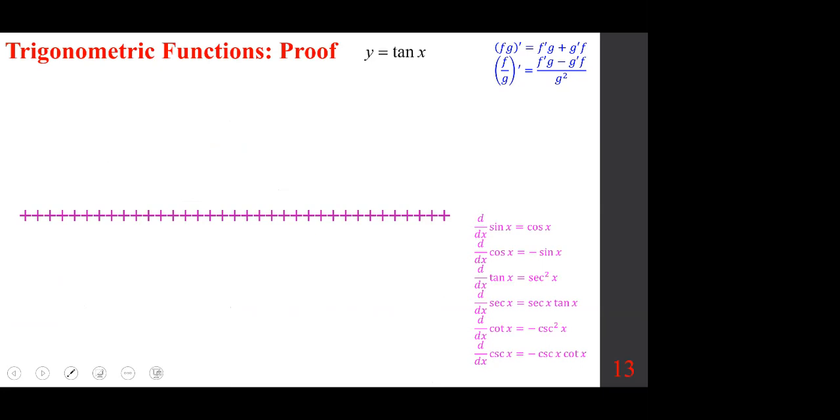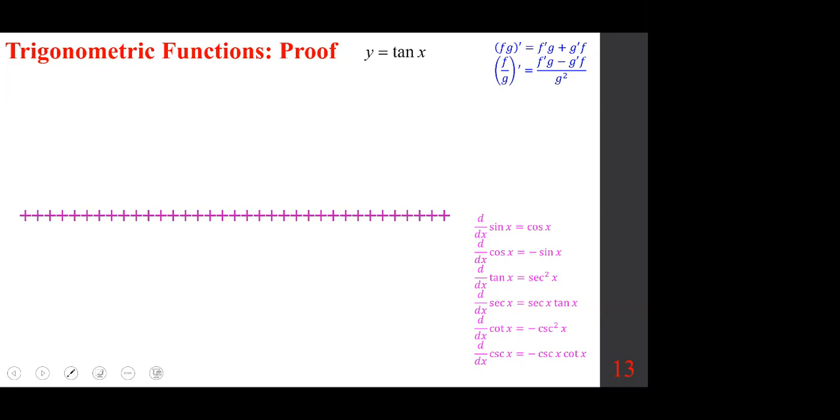We said the derivative of tangent is secant squared. Well, how do we know that? Let's prove it. The derivative of sine is cosine. The derivative of cosine is negative sine. We proved it.